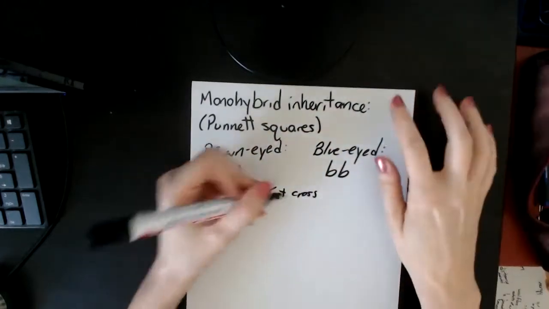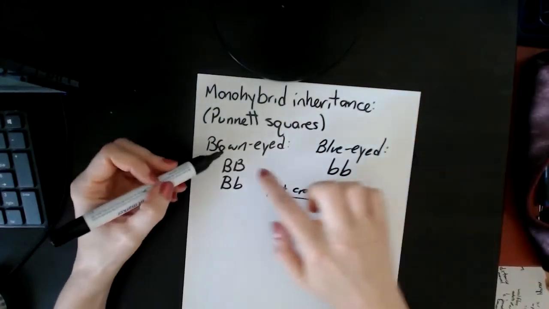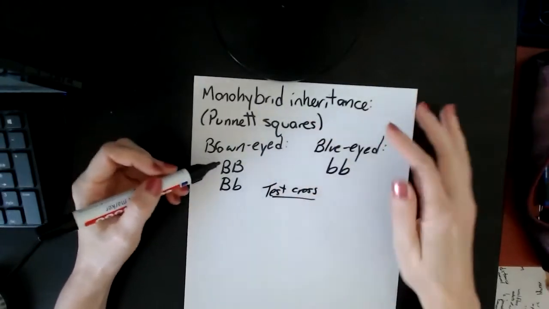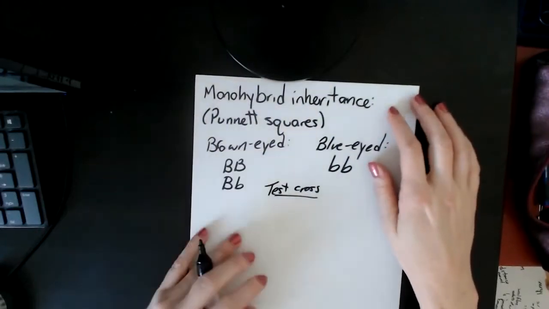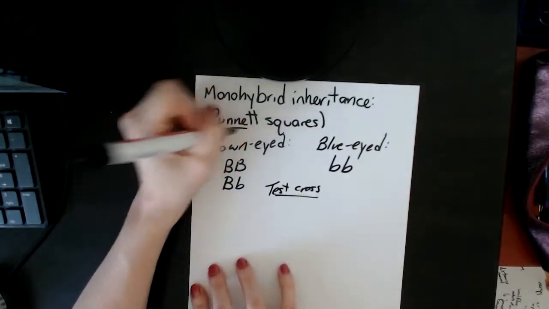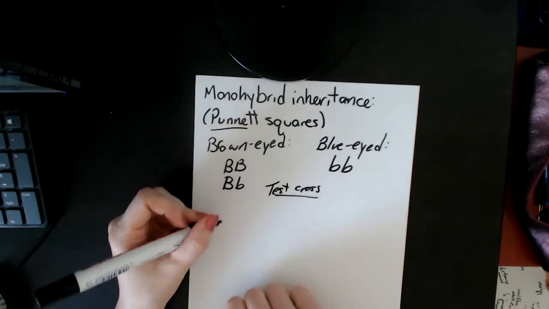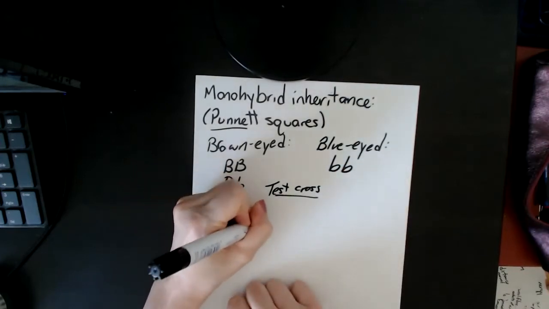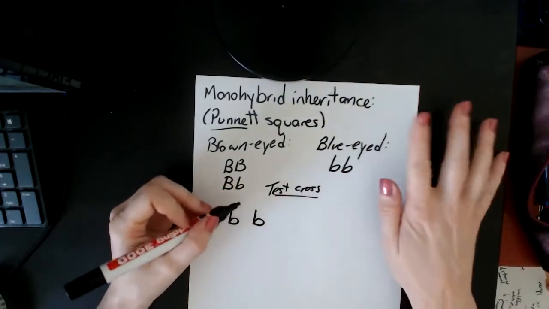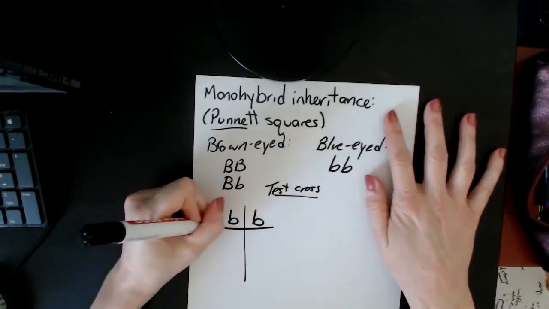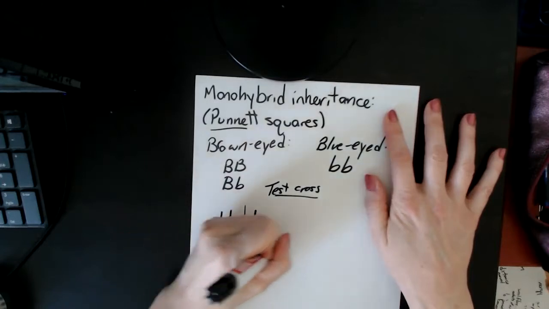Now, what you would do is say, I'm going to take this brown-eyed mouse, and I don't know what its genotype is, but I want to. I don't know why, but you do. And I'm going to cross it with this blue-eyed mouse. So how do you do that? You draw a Punnett square. The blue-eyed mouse is always going to, all of her gametes are going to have a small b. That's it. There's no other option.